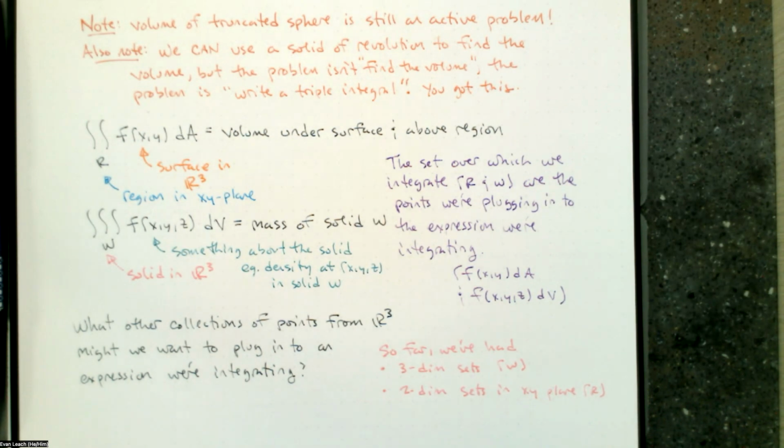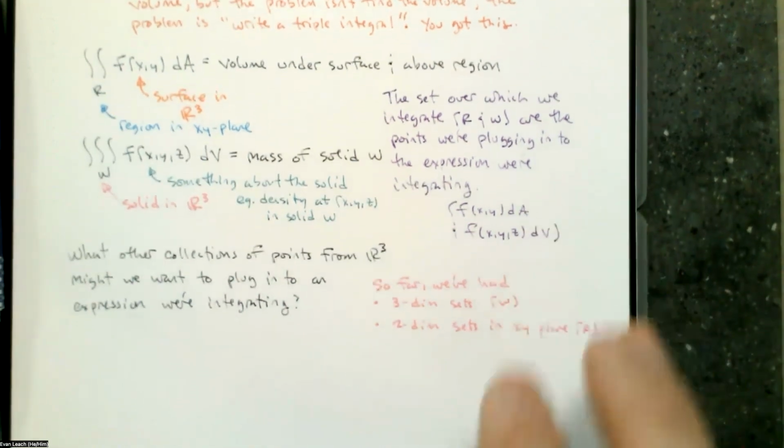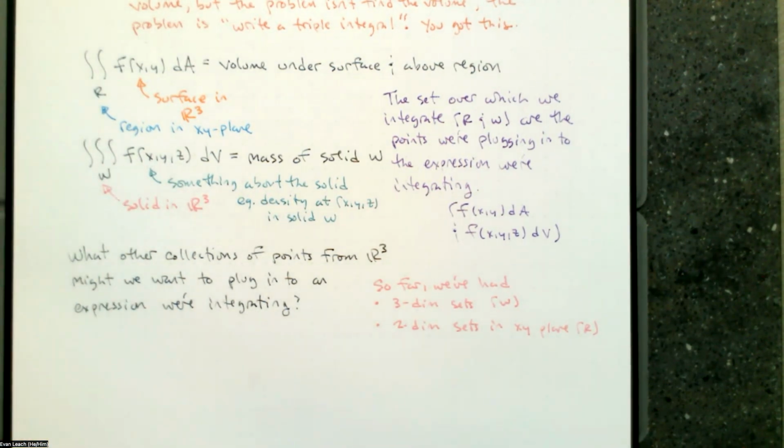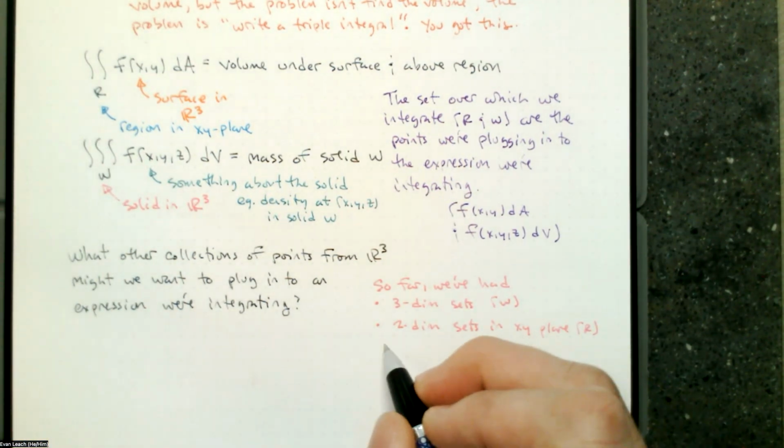So this question of the types of sets that we want to plug into an expression that we're integrating. So far, we've talked about three-dimensional sets. That's the W in a triple integral. We've talked about two-dimensional sets in the XY plane. And so that gives us some other things that we want to talk about.